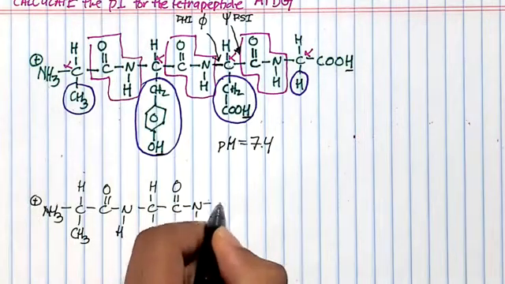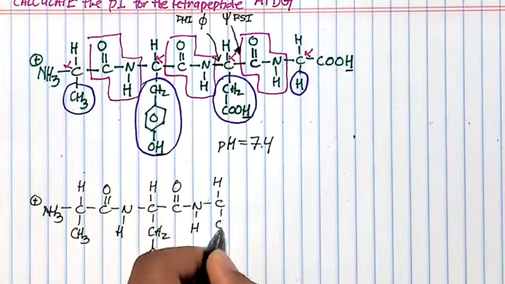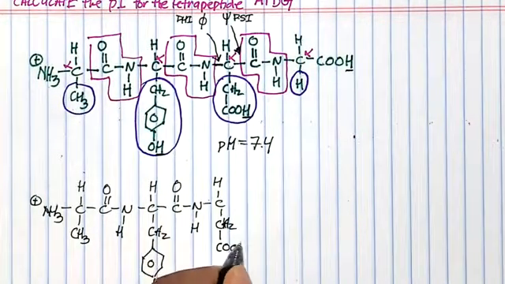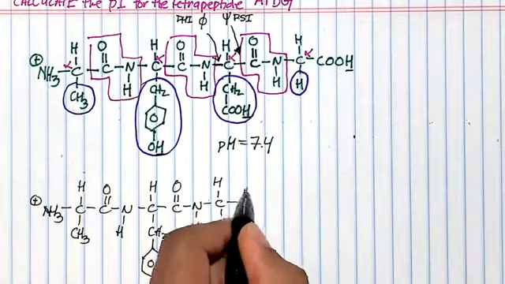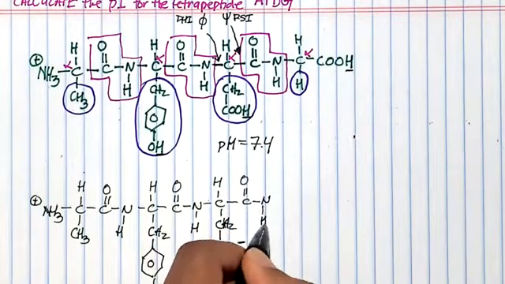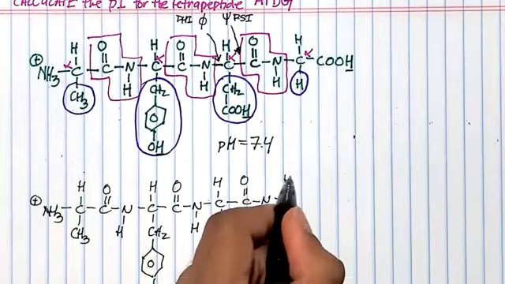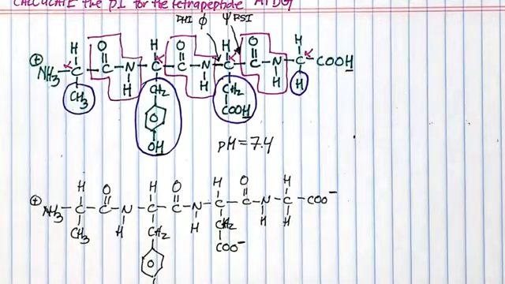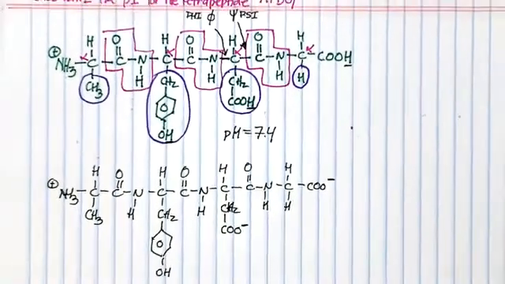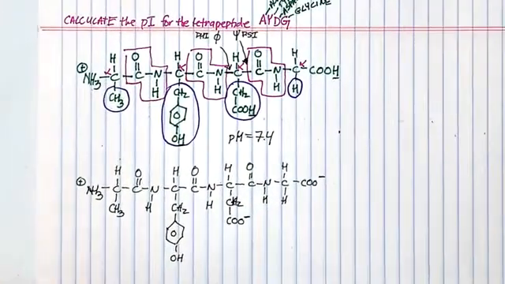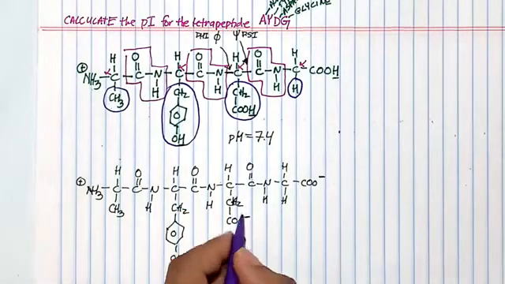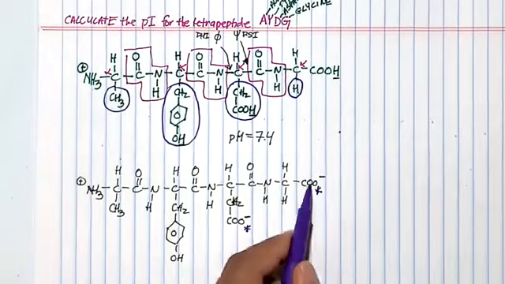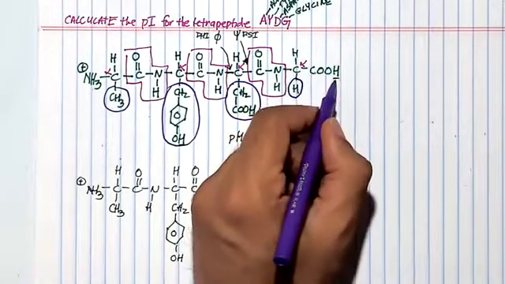So if you're asked to draw the predominant structure at physiologic pH, this is what the structure would look like. The only difference is that now this proton is gone and this proton is gone, because this proton leaves, having a pKa of around 2-ish.